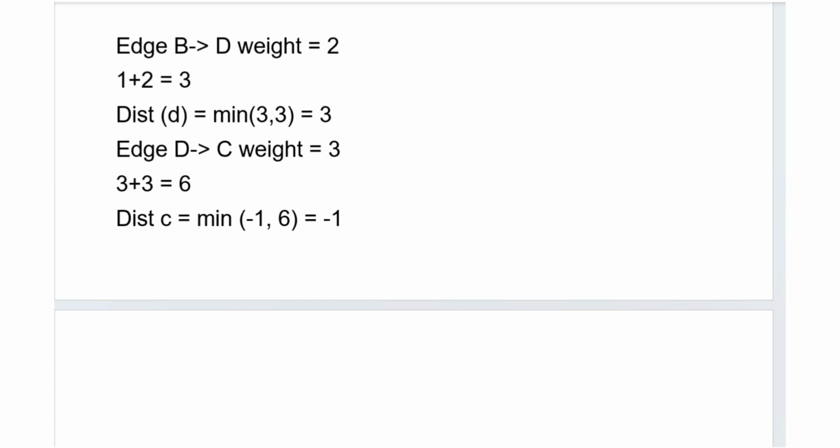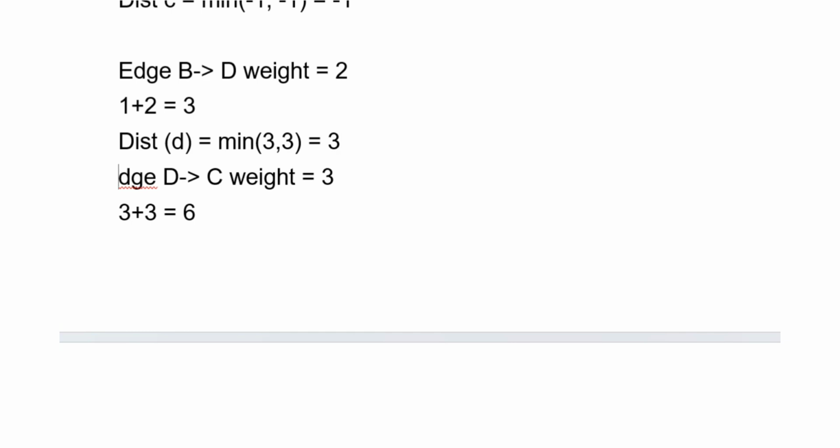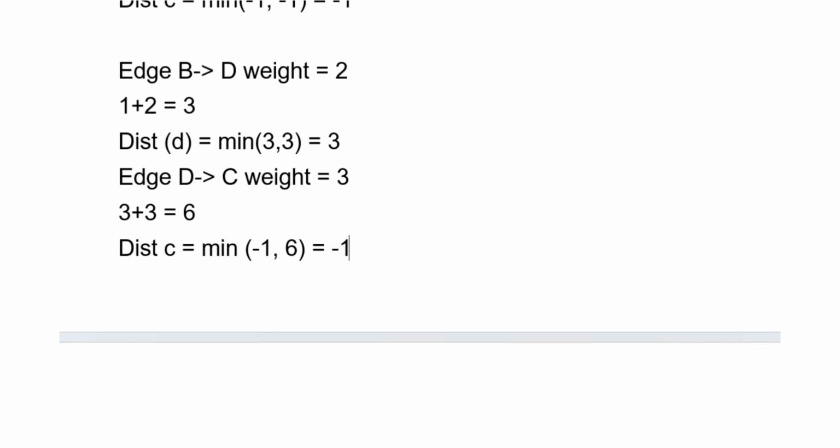So we need to calculate the minimum distance, that is distance of C equals the minimum of minus 1 comma 6. The minimum is minus 1. No update because the distance to C remains the same. Minus 1 is still the minimum.